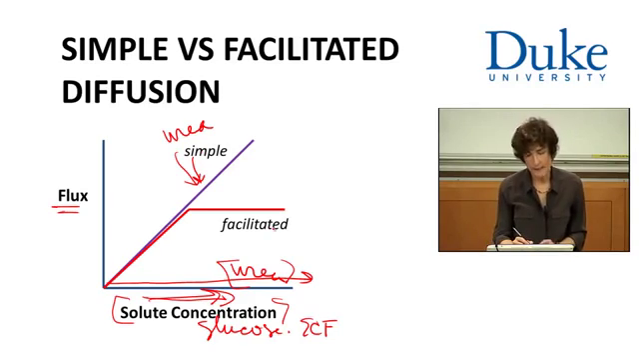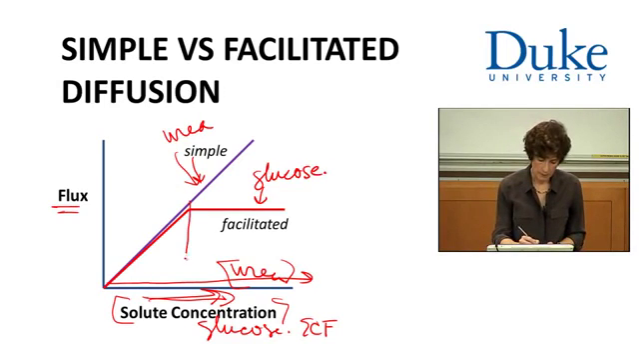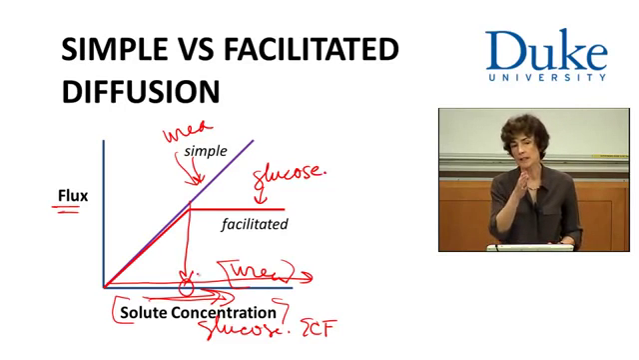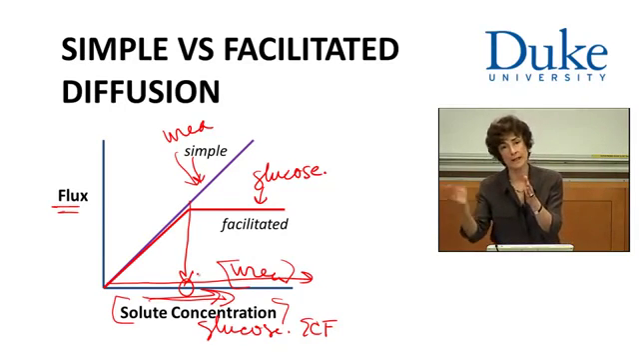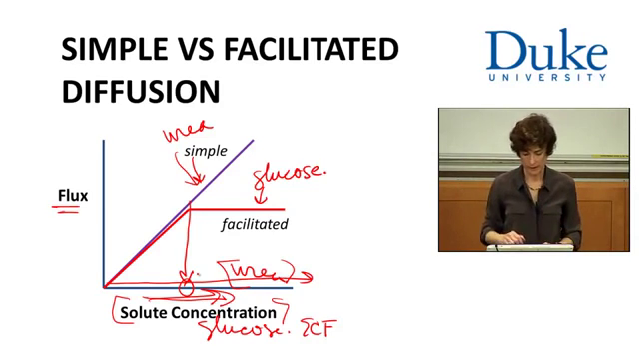But if we look at the facilitated diffusion for glucose, what we see is that glucose will saturate all of the transporters at this point. So at that point, any concentration of glucose beyond that does not cause an increase in the transfer rate, or in the flux across the membrane.